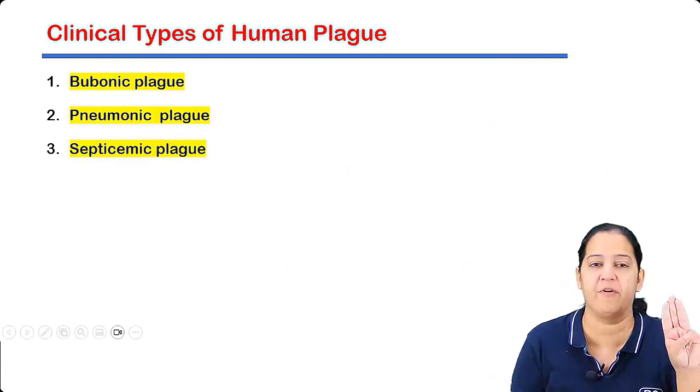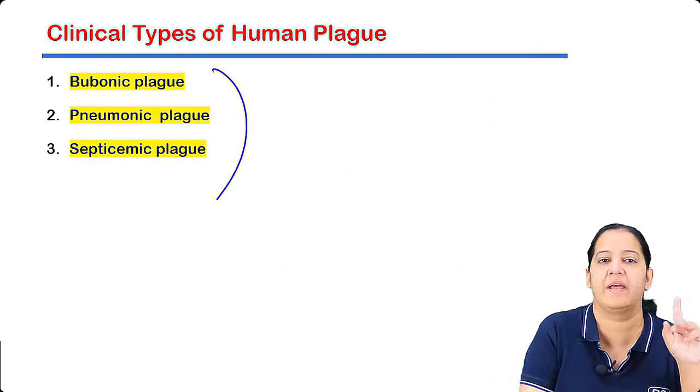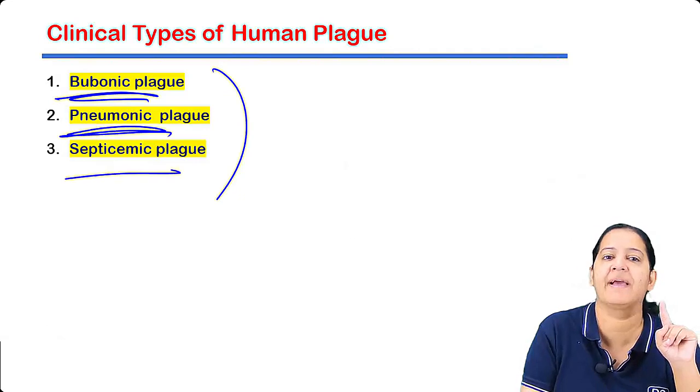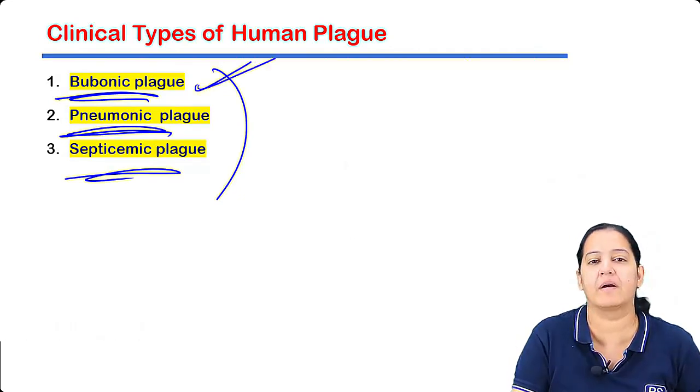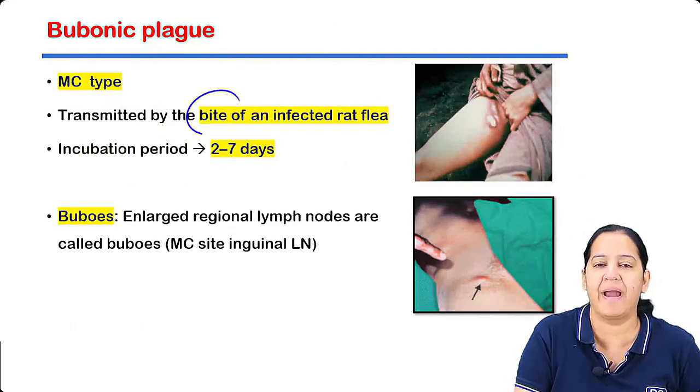There are 3 types of plague. You have to learn the 3 types of plague: bubonic plague, pneumonic plague, and septicemic plague. Let me explain the 3 types of plague. How does bubonic plague occur? Bubonic plague occurs by the bite of the rat flea.